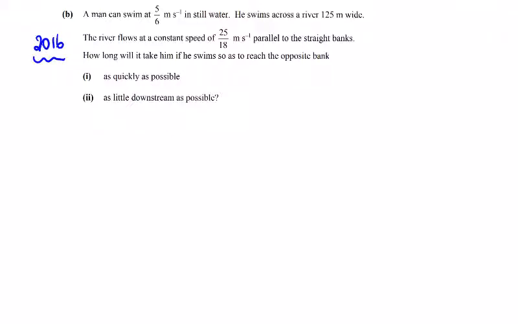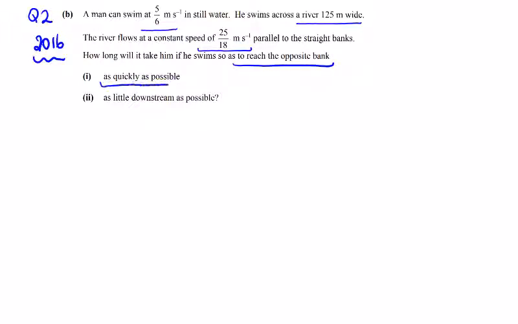2016 relative velocity. It's always question 2. Question 2b. A man can swim at 5/6 meters per second. He swims across a river 125 meters wide. The river has a constant speed of 25/18 meters per second. And how long will it take him if he swims to reach the opposite bank?